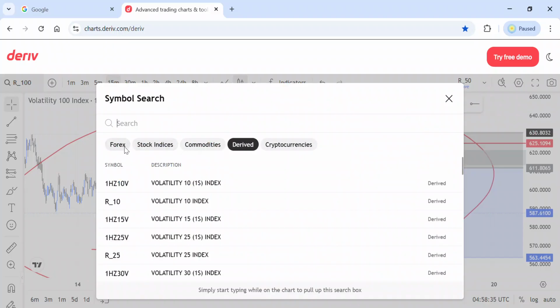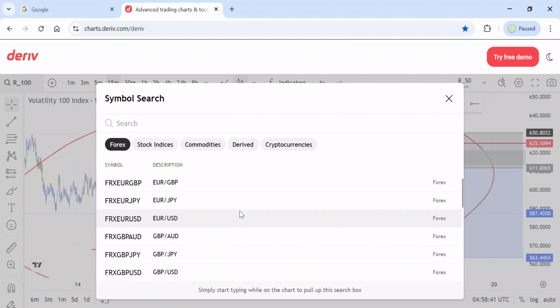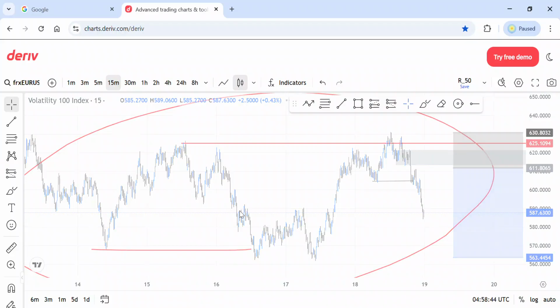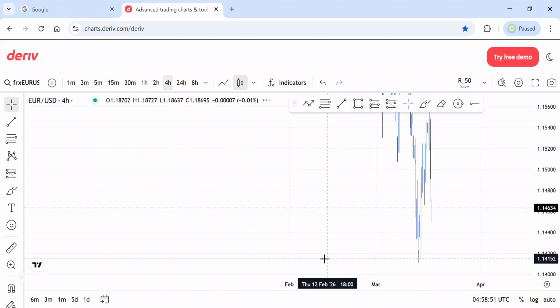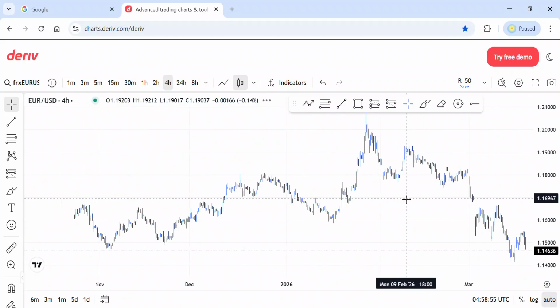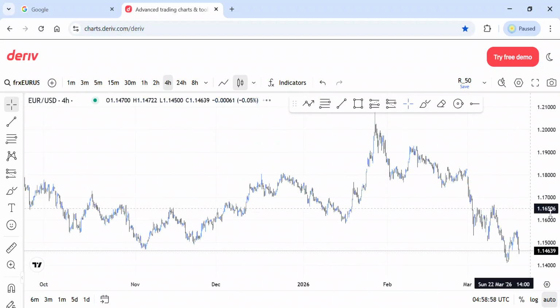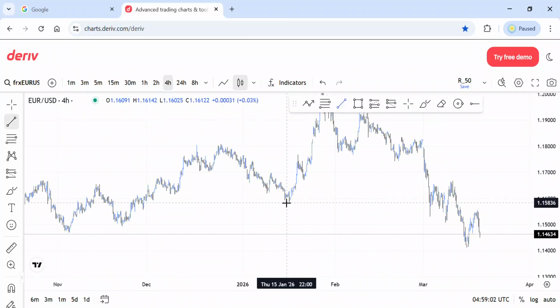Should we check forex, BTC, or crypto? Let's see USD. I think a lot of people trade EURUSD. So let's go to 4 hours first. Don't forget, 4 hours first to know your directional bias. As you can see, we have this choke, this major choke here.